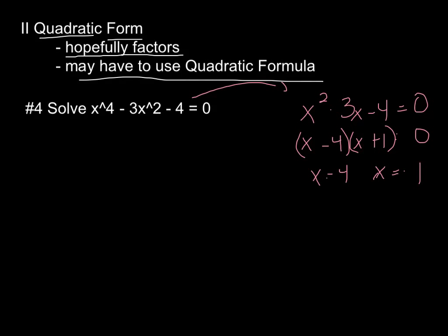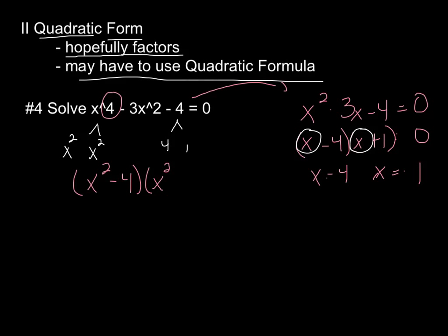Well, this works very similarly, only instead of breaking it down to x and x, we're going to use x squared and x squared. We're still going to use 4 and 1. Now, note here that we're looking for 4 roots. We better have 4 answers by the time that we're done. Alright, so our factors are x squared minus 4 and x squared plus 1. Well, set both of those to 0.